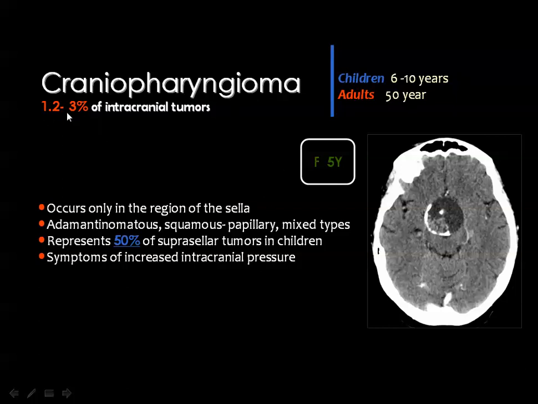Craniopharyngioma represents up to 3% of intracranial tumors. It has two peaks, one in the pediatric age group from 6 to 10 years, and another peak in the adult group about the age of 50 years. This lesion occurs in the suprasellar area. It may extend inside the sella, and in children it represents about 50% of the suprasellar tumors, and usually presents with signs and symptoms of increased intracranial tension.